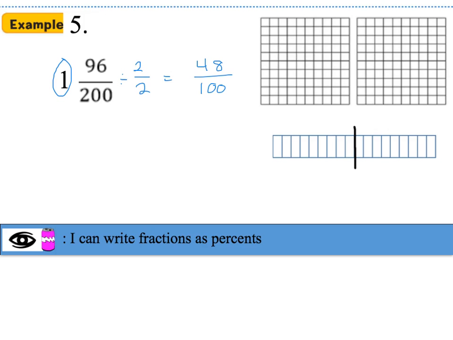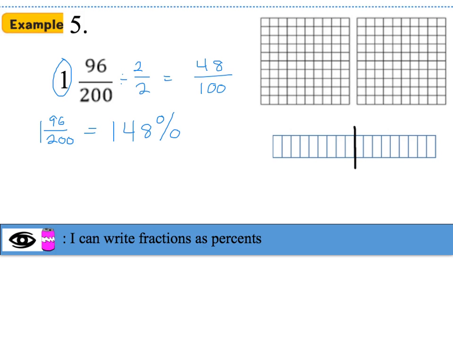And yes, we could reduce 48 over 100, but I don't want to because right now I found that the denominator was 100, and I can write a percent out of 100. So that percent would be 48%. But let's not forget the whole number in front. So I'm going to drop down the whole number right in front. So the percent would be 148%, which is the same as 1 and 96 over 200.